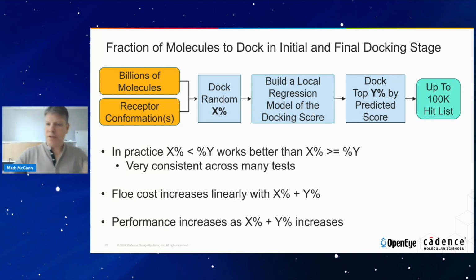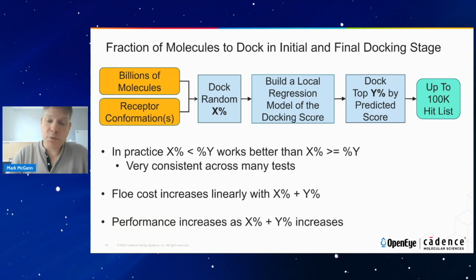And we have found that if you hold the sum of these two parameters constant, the initial random docking and the final docking, you're almost always better to have used a smaller number of molecules to build a training set and more molecules at the end that you're docking that the model likes. And this is just something we see over and over and over again.